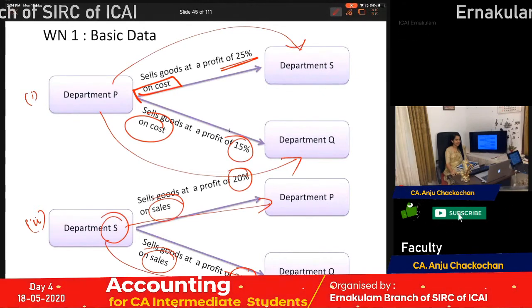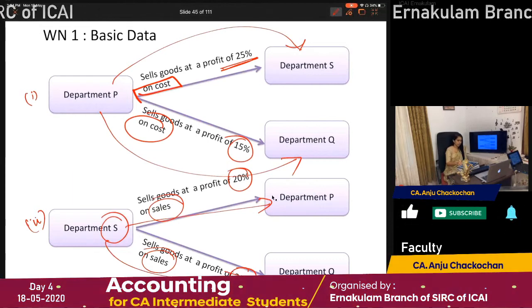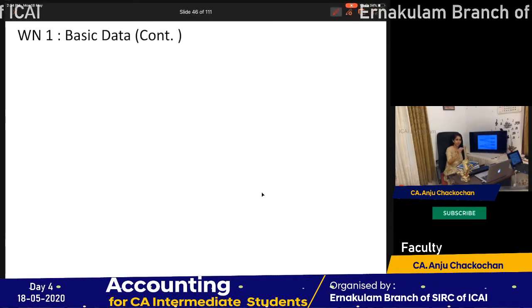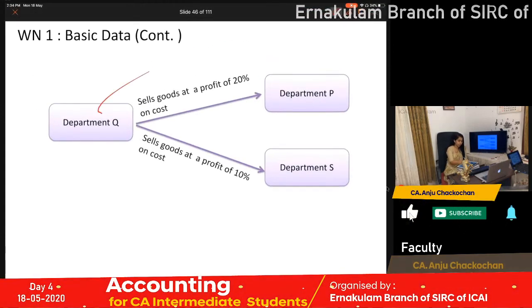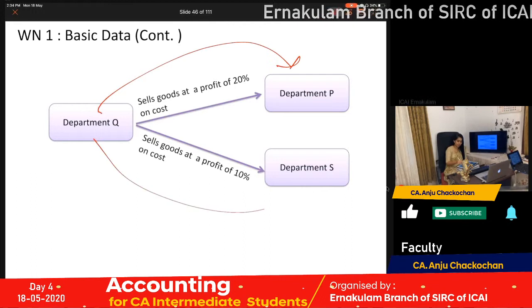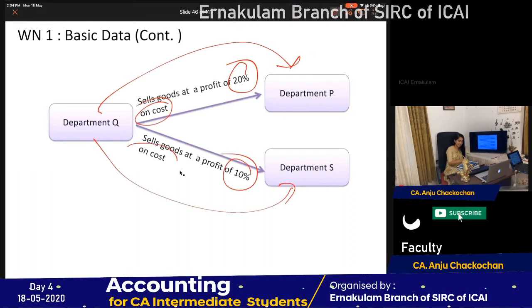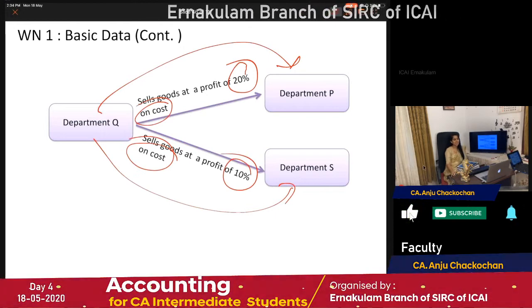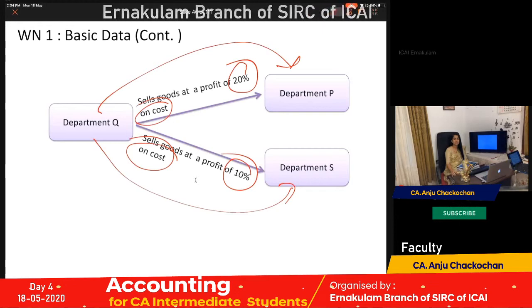Okay, all done. I guess everyone fine, fair enough. So the next one, we have one more to be done. That chart presentation is required for one more, which is Department Q sending across goods to Department P and S. One is at 20% on cost, and the other one is at 10% on cost. Okay, so take this down also, and once you're done, give me a message. Yes, make it fast.